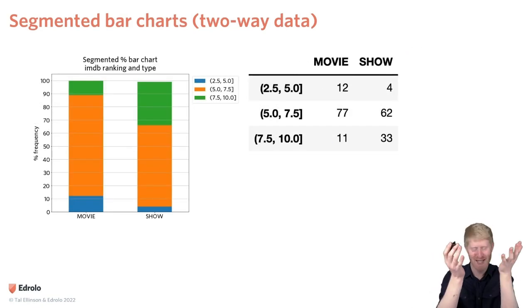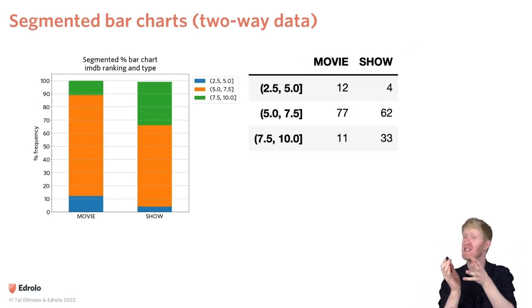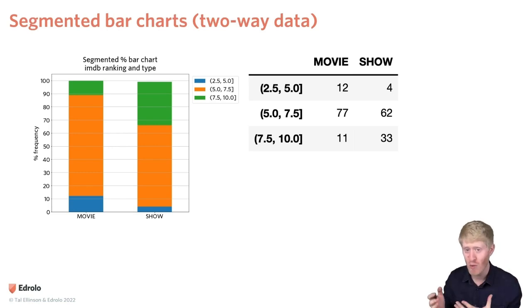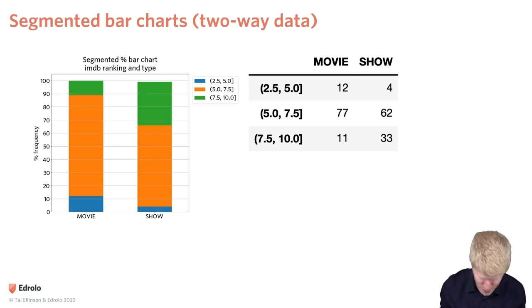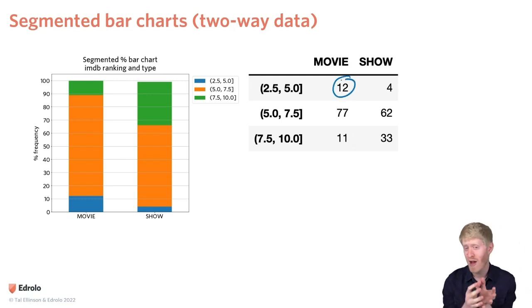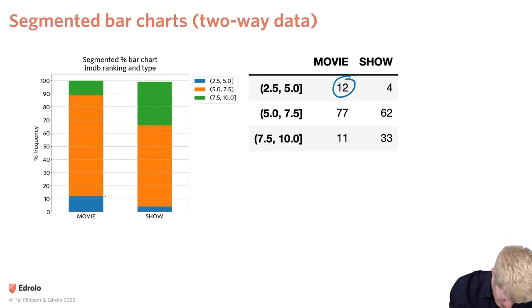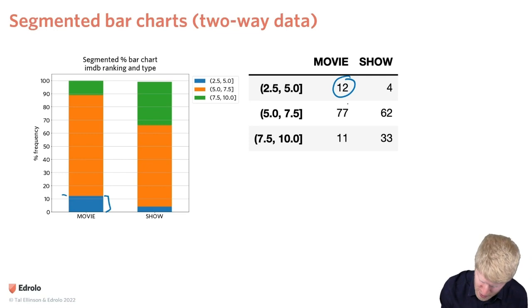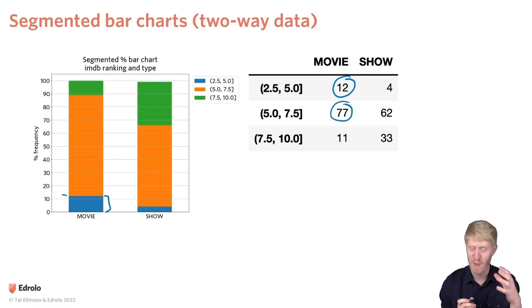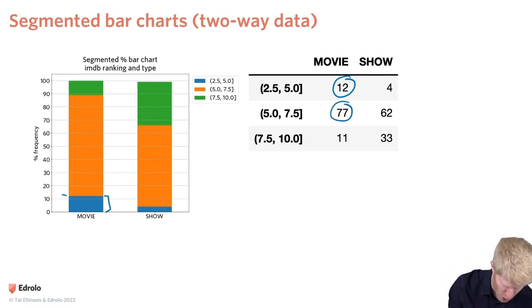So here we have a wonderful segmented bar chart representing the percentage frequencies from our two-way percentage frequency table. The movies between 2.5 and 5 was 12% of all the movies. And I can see here that that value there is 12%. Then the next group in our movies is 77%. So I go 12 plus 77. What does that take you to?